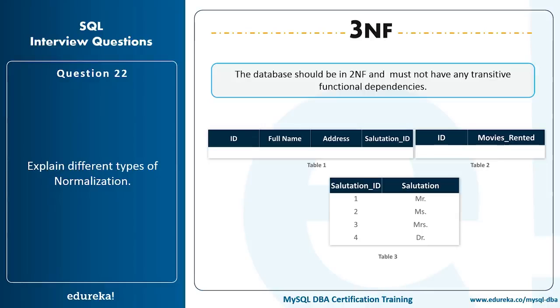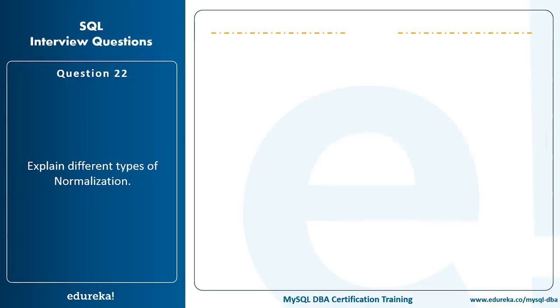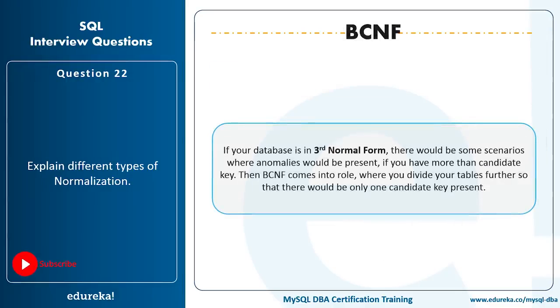Well, guys, with this, we come to the end of this particular example. Our table has been completely normalized and the highest normal form available for this particular table is 3NF. Now, moving forward to the final type of normalization, that is BCNF. If your database is in third normal form and there are some scenarios where anomalies would be present, and if you have more than one candidate key, then BCNF comes into play when you further divide your table so that there is only one candidate key present.